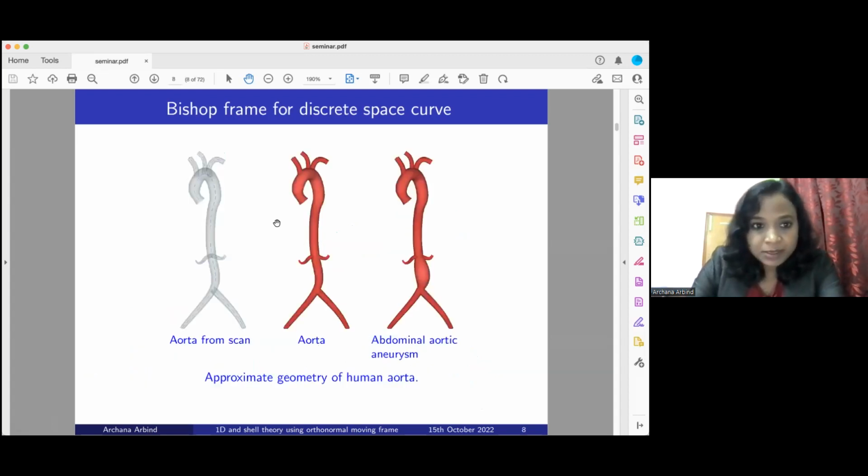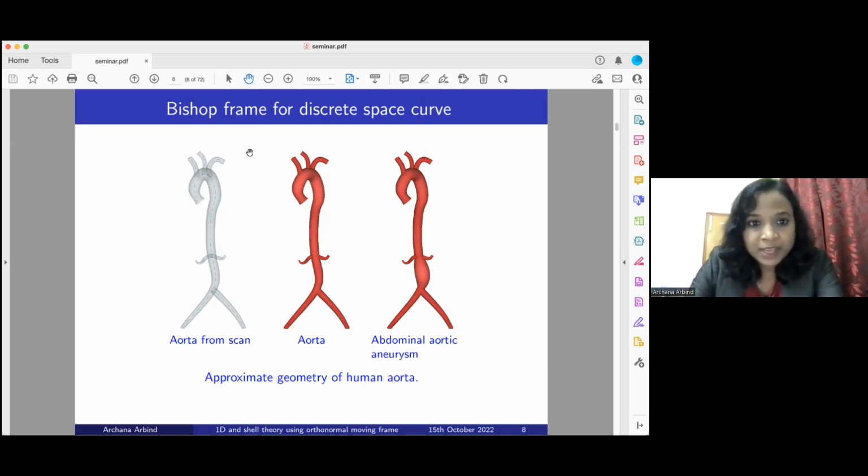One more advantage of the Bishop frame is that it can be generated discretely. So for all kinds of numerical methods, it is very useful because we don't know the equation of the central curve. Most of the cases, we get it numerically. For example, if we want to do isogeometric analysis or something, we get the geometry from the scan and then segment the geometry. So in this kind of problem, the Bishop frame would be very useful.